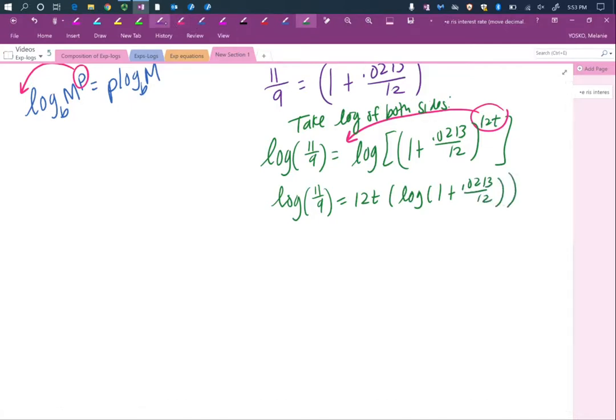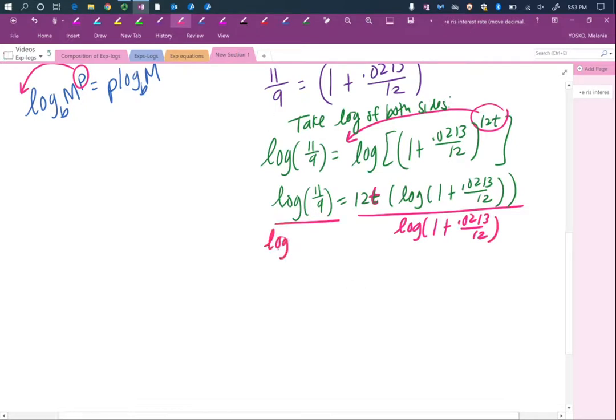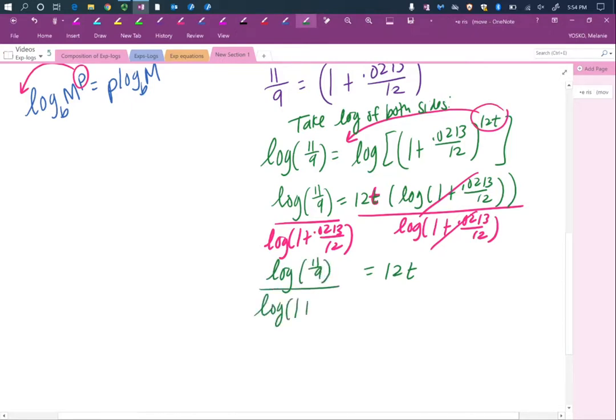Okay, I'm solving for t, right? So this t right here is what I would like to get all by itself. So I'm dividing by the numbers that are multiplied here. So I'm going to divide first by this log of 1 plus 0.0213 over 12. You may not like it, but that is just a number. Okay, so when I do that, this is going to cancel. And then I will have 12t on this side. So we'll have log of 11 over 9 divided by log of 1 plus 0.0213 over 12.